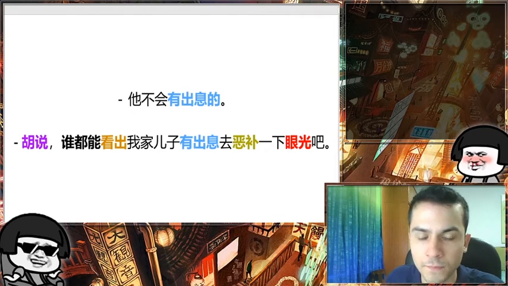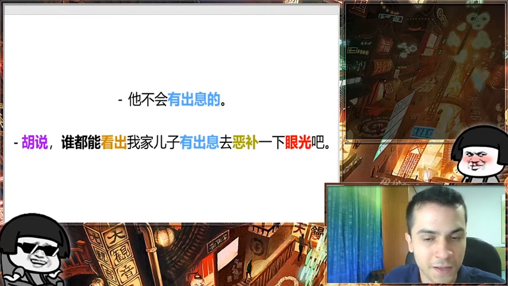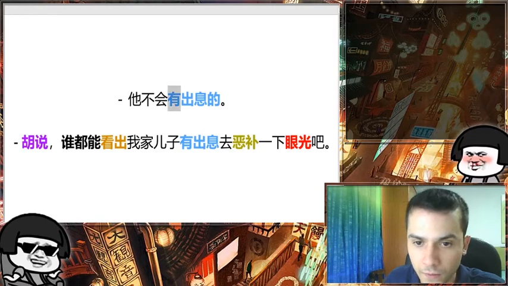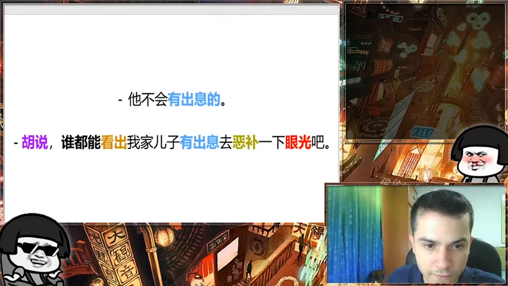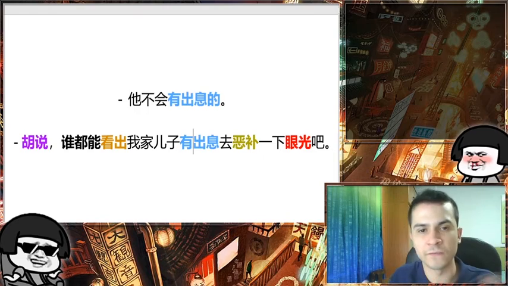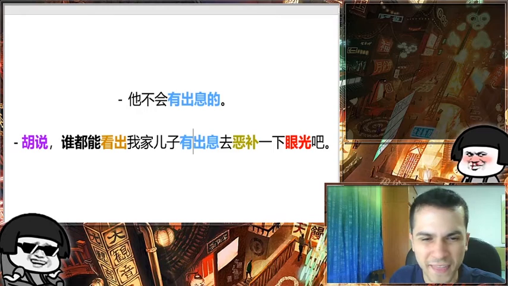Okay, first one, 他不会有出息的. Okay, so this means that he will never amount to anything. He will never amount to anything. 有出息 means to have a future. Okay, so let's check out the second one. The second one is a very funny one. So imagine a mother whose son is being criticized by other people. All right, so she's like, 胡说, that's nonsense.